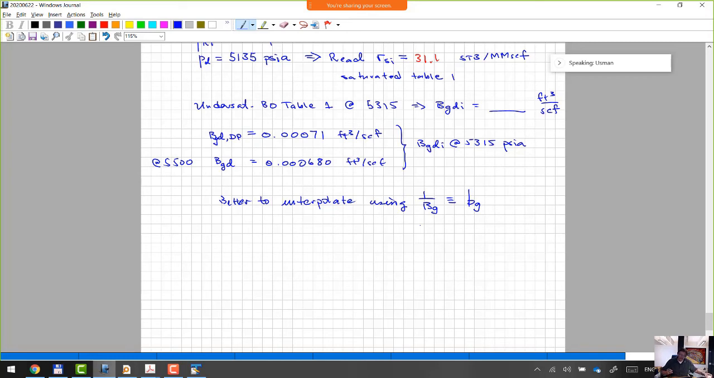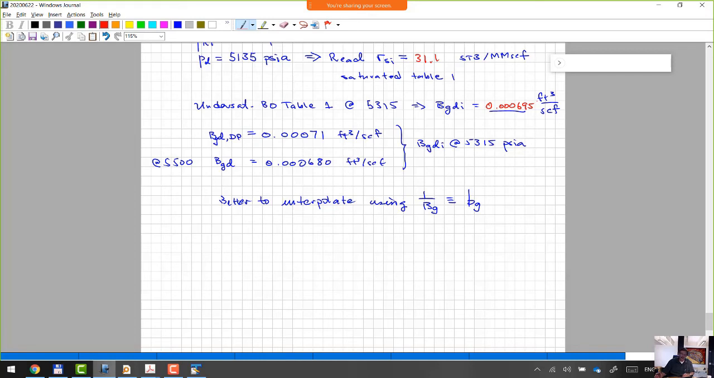That's 0.000691. 0.0006951. Okay, we'll take just the 3 digits, that's fine. Thanks. 0.000695. Thanks. Yeah. So we got the 2 key numbers that they're going to fire us if we can't calculate the initial gas and oil in place correctly.